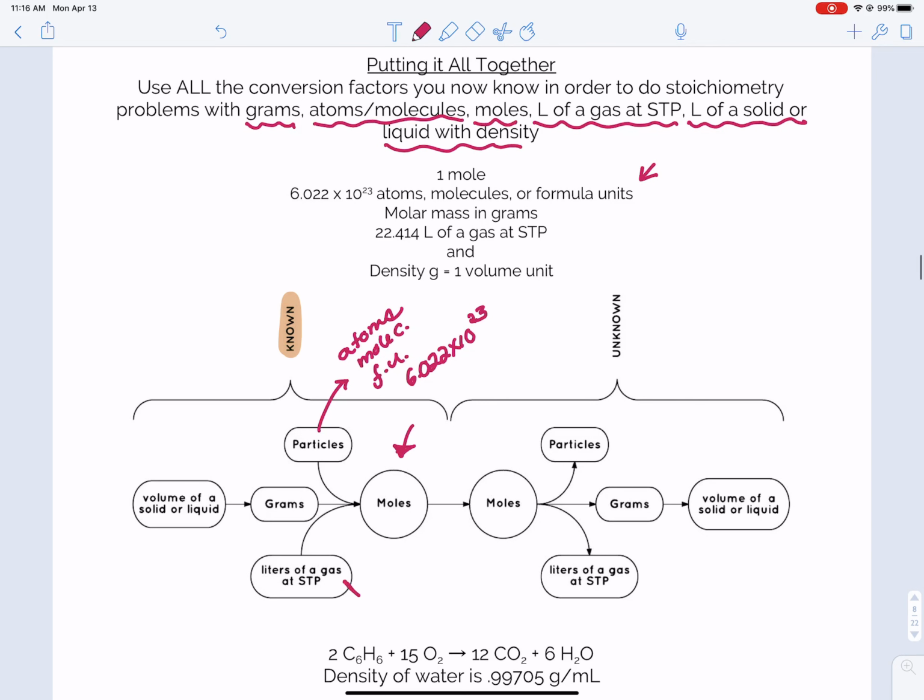If you're given liters of a gas at STP, right, you're going to use 22.414 liters of gas is equal to 1 mole. We know that if the given information, the known information, is in grams, you're going to use the molar mass. And what we learned last time, if you're given the volume of a liquid or solid, you need to use the density to convert to grams and then use the molar mass in order to convert to moles. So you're basically using all of these conversion factors, right? And using the density in order to convert to moles of what's given.